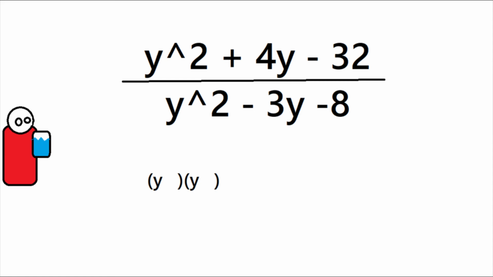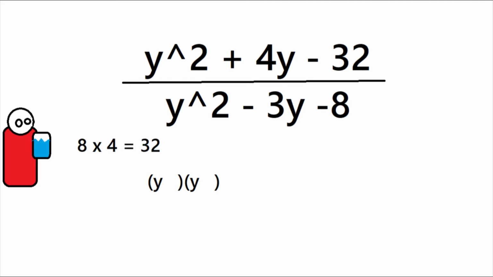And from the start, we know that y times y will get us y squared. So we're going to add them. Now, in order to get the other terms, 4y and minus 32, we're going to find what will get us 32, which is 8 times 4 equals 32. But since it also has a negative, we're going to have to add a negative to either 8 or 4.